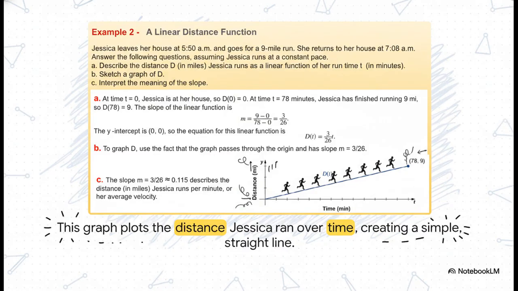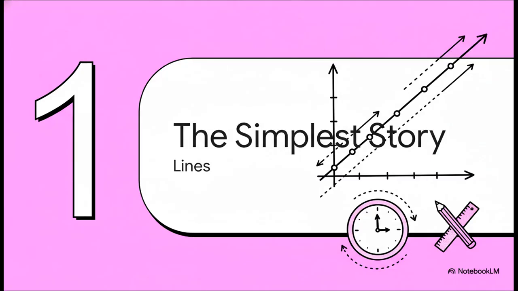All right, let's take a look. Here we have a graph of Jessica's 9-mile run. You can see along the bottom we've got time measured in minutes, and going up the side is the distance she's covered in miles. Now the key thing here is that she's running at a really steady, constant pace. And because of that, when you plot the relationship between her time and her distance, you get this perfect straight line. And that straight line, that's our starting point. It's our first and honestly most fundamental type of function. It tells the absolute simplest story you can imagine, the story of something changing at a constant, steady rate.